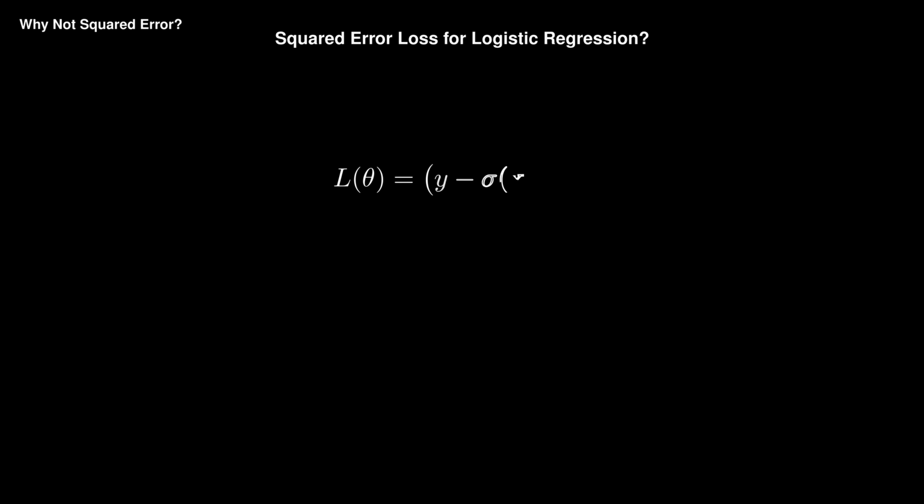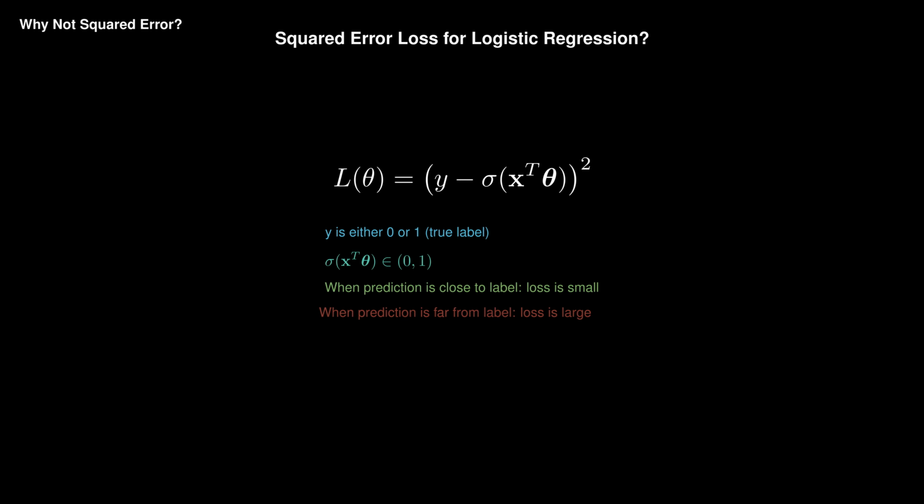Why not squared error? We have our logistic regression model. It predicts probabilities using the sigmoid function. Now we need to train it. We need to find the best theta values. For linear regression, we use the squared error loss, the prediction minus the true value all squared.